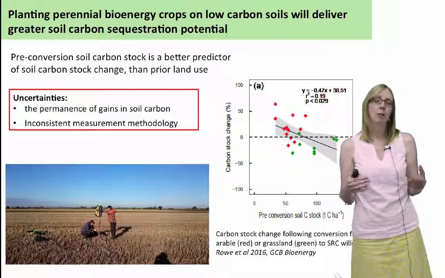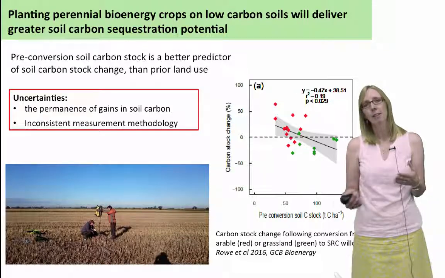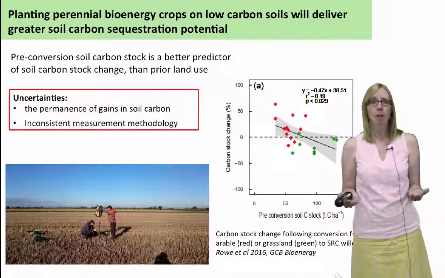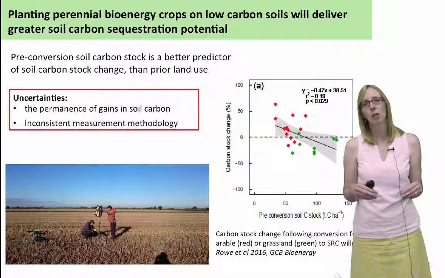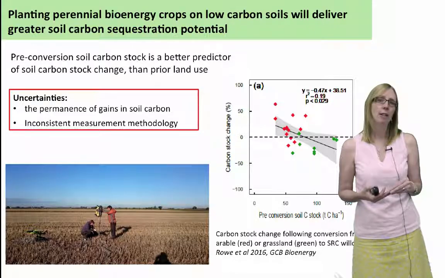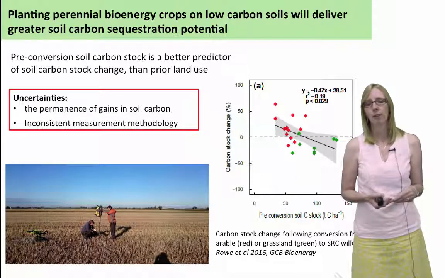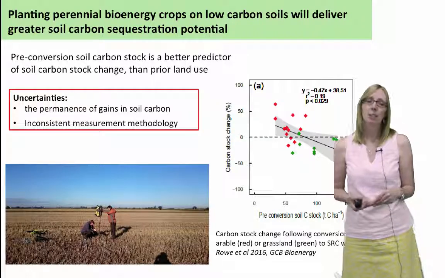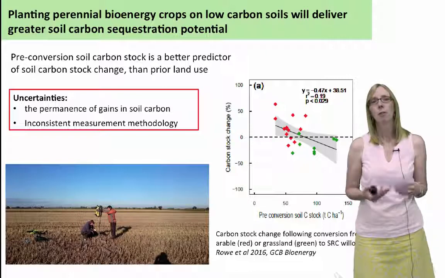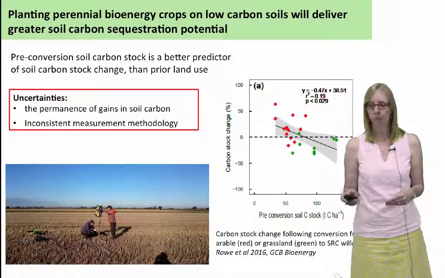But if you plant onto a soil that has a high carbon stock to start with, you're more likely to get a loss. And actually it doesn't matter whether it's an annual crop or a grassland, it's more important that you know what the starting carbon stock is. So that's really useful if we're thinking about what parts of the country or what soil types we might want to plant on. What we still need to understand more is the permanence of any gain in soil carbon, and there are also issues around measurement methodology, again, which need to be resolved.